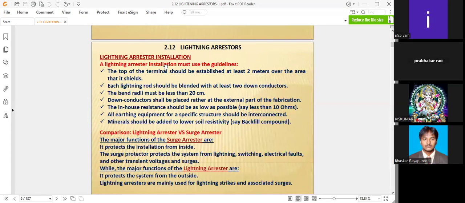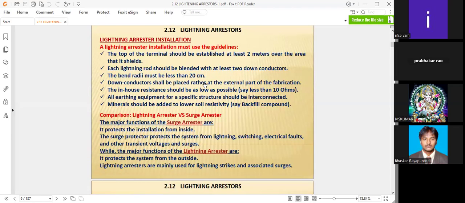Coming to the lightning arrestor installation, we must use the guidelines. The top of the terminal, that is what I told. Each lightning rod should be blended with at least two down conductors. That means an alloy should be there, two metals taken care of, copper or aluminum, because one material is not sufficient. Each lightning rod should be blended, that means mixed, with at least two down conductors. Instead of one metal, we need an alloy mixing two metals, so that the conduction or the charge separation path will be taken care of.